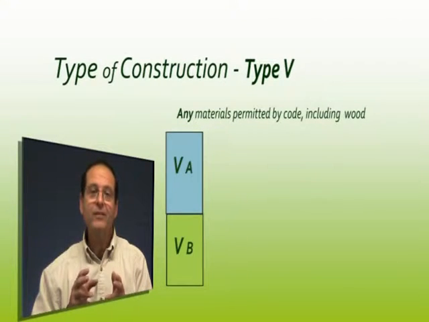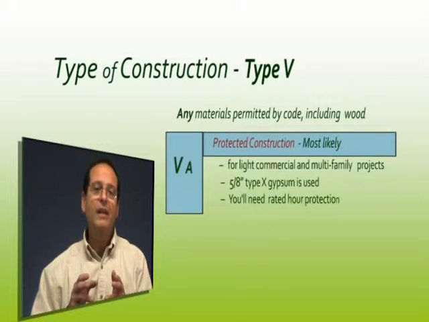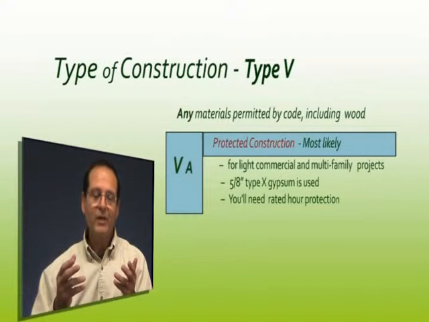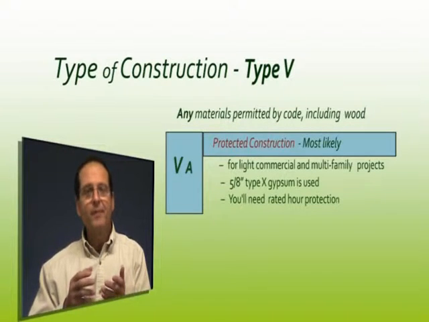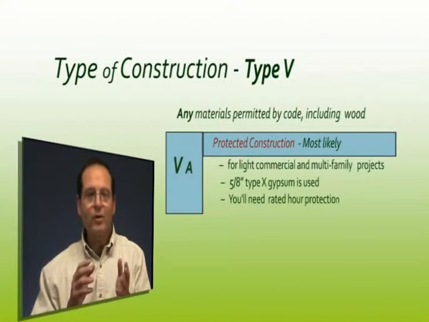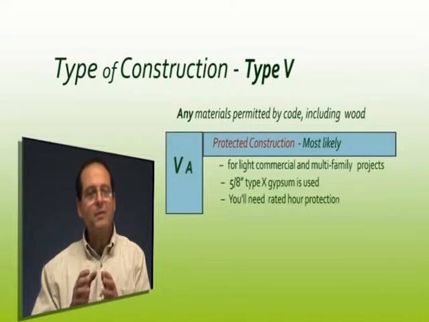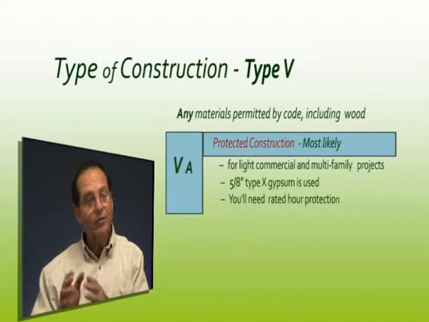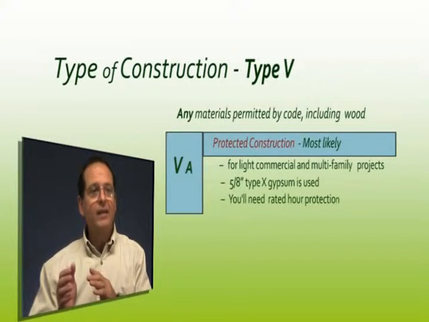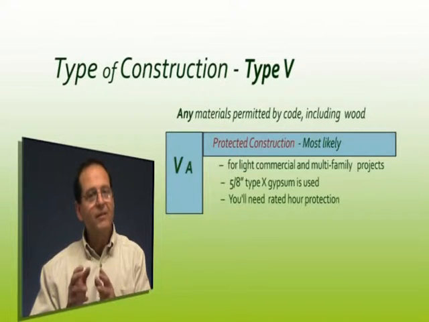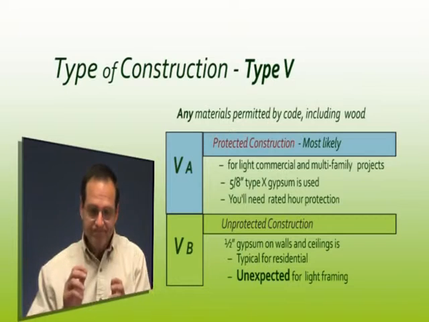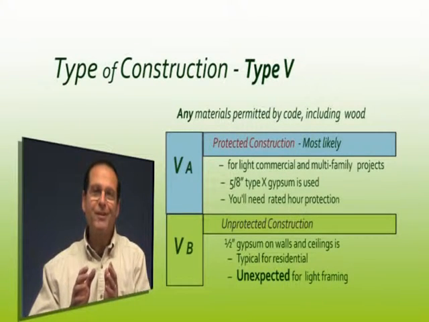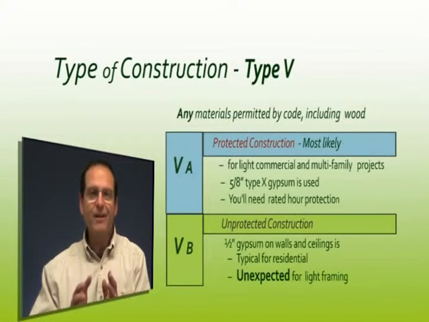So 5A is essentially protected construction, and generally speaking, when you're into a multi-unit light commercial type of structure, all the assemblies, floors, walls, roofs, etc., will probably be protected by something with 1 hour, 2 hour, etc. And so more than likely it will be a 5A. It is possible to have 5B. I'm not going to argue that point here, but generally speaking, 5A is the most common.